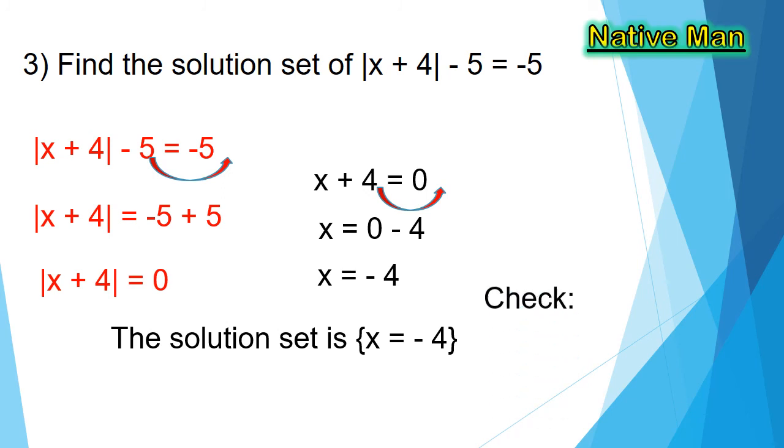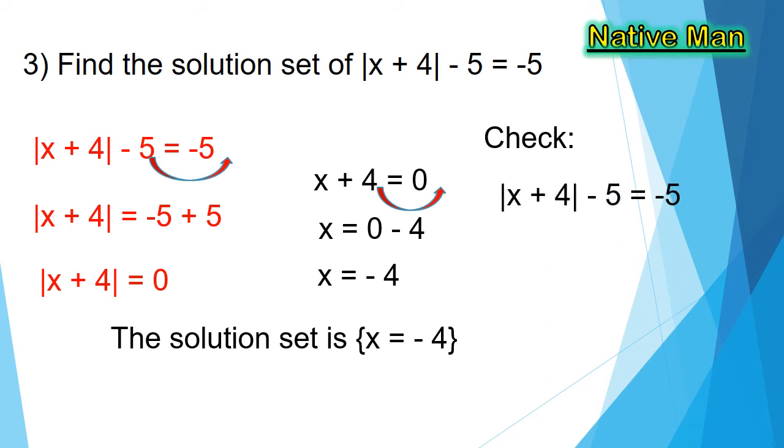So, isa lang po. So, check po natin kung tama po yung ating solution na negative 4. So, from the original equation, absolute value of x plus 4 minus 5 is equal to negative 5. So, substitute po natin yung negative 4 sa ating pong variable x. So, negative 4 plus 4 sa loob po ng absolute value minus 5 is equal to negative 5. So, negative 4 plus 4 is 0. Ano po? Minus 5 is equal to 0.